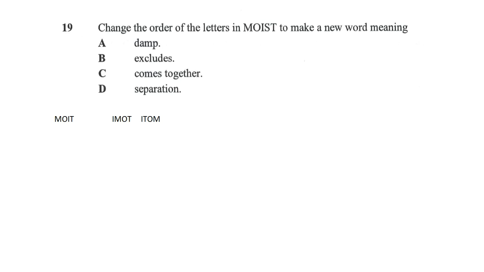Now let's swap the vowels. O, T, I, M, otim. And now we're getting to the one that it will be if we swap the consonants around. O, M, I, T. Omit. Omit means to leave out. So we have a word here that means excludes. So we put the S on the end of that. We've got omits. That means the answer will be B, excludes.